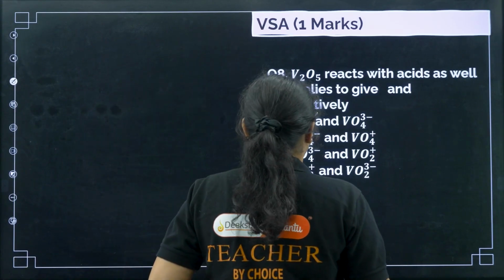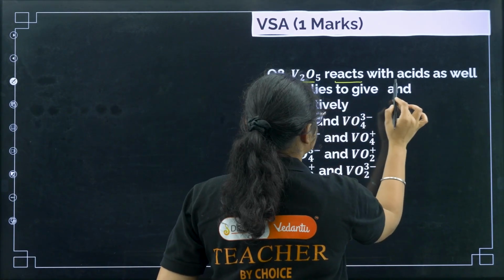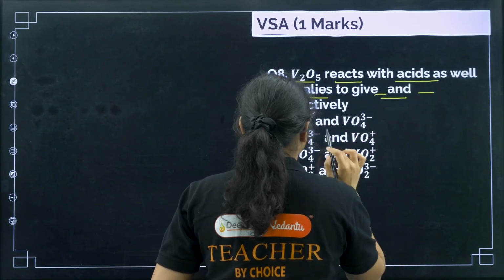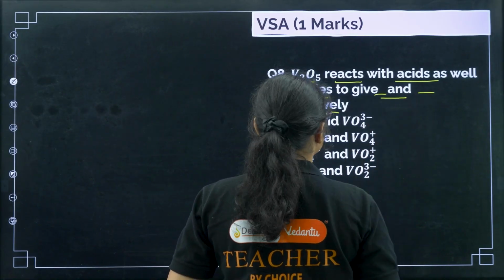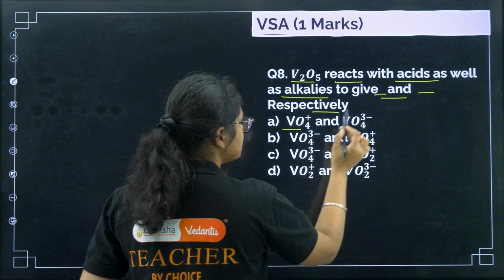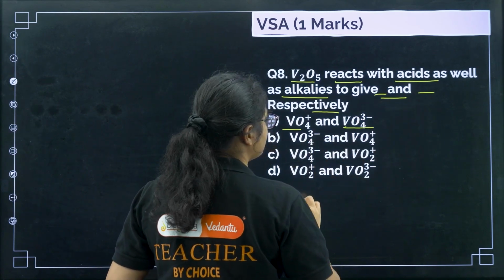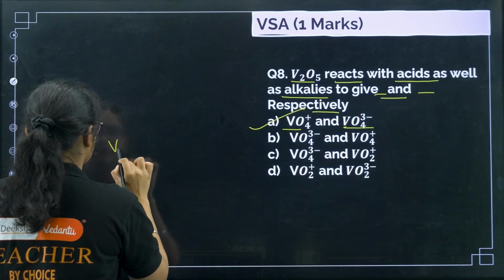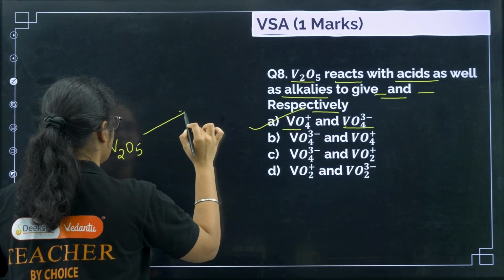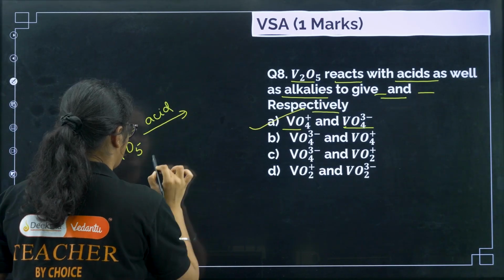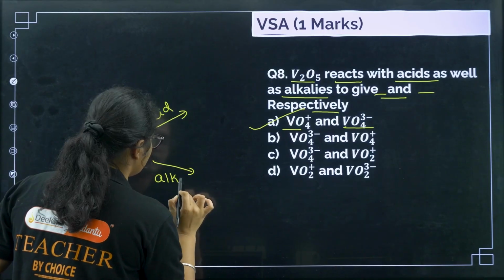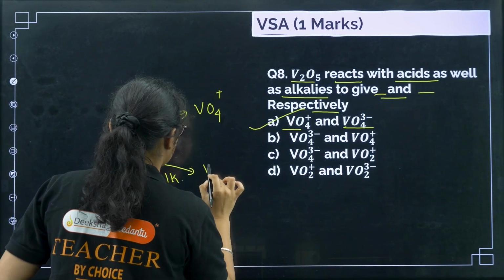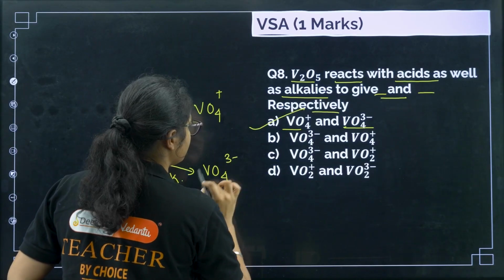Question number 8. V2O5 reacts with acids as well as alkalis to give dash and dash respectively. When it reacts with acids you get VO4 plus, and with alkalis you get VO4 3 minus. Option number A is correct. So remember, V2O5 with acid gives VO4 plus and with alkali gives VO4 3 minus.